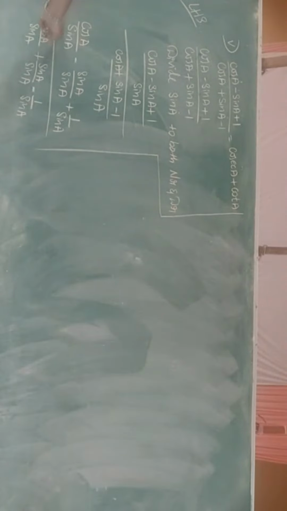Now cos A upon sin A is cot A. So you can write here cot A. Sin upon sin is 1, minus 1, 1 upon sin is cosec A, plus cosec A, divided by cos upon sin, cot A, plus 1 minus 1 upon sin, cosec A.